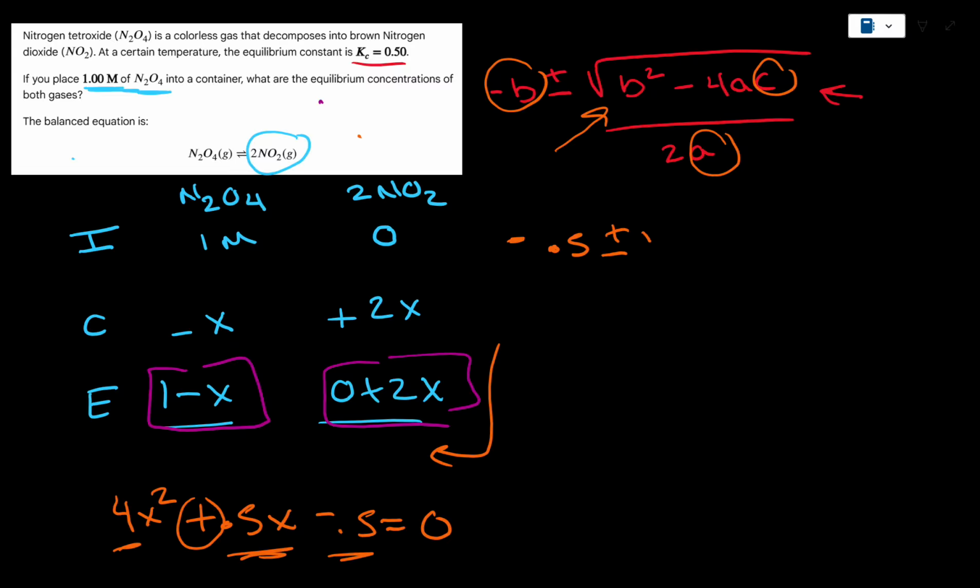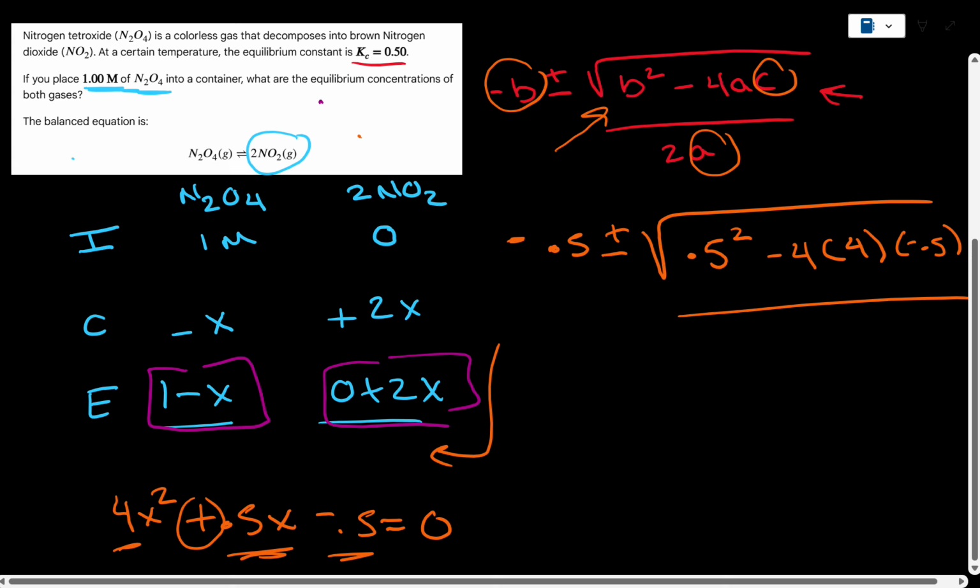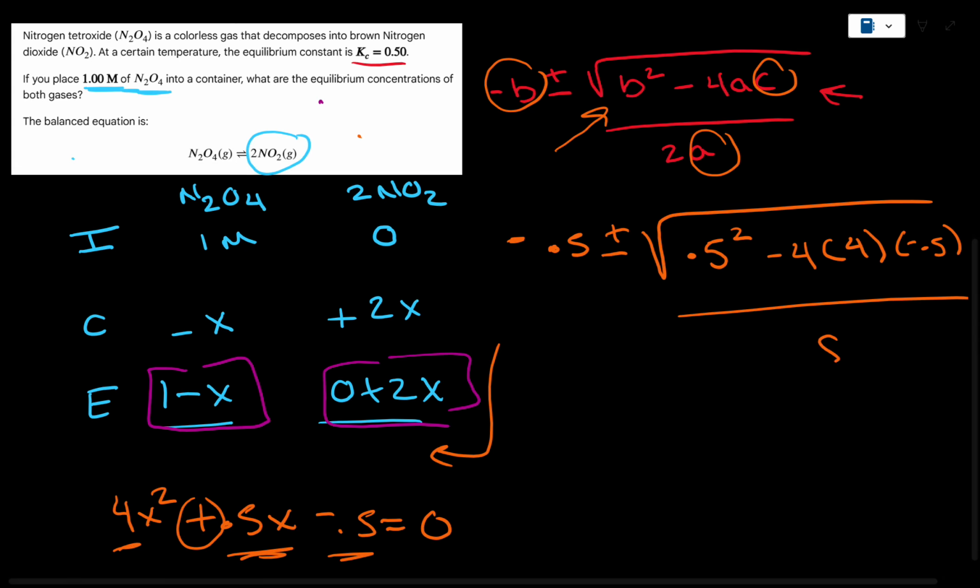And then plus or minus the square root of b squared. That's when we use its original value, which is 0.5. 0.5 squared minus 4 times a. A is the number that's in front of x squared, which is 4. Times c, which is the number that doesn't have any x, which is negative 0.5, divided by 2a, which is 2 times 4, which is 8.